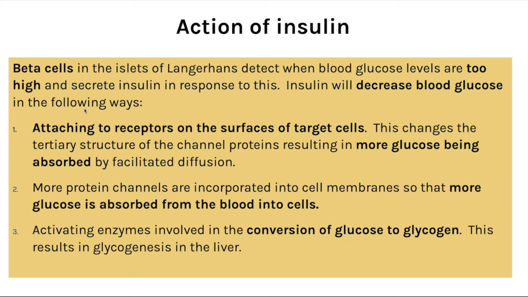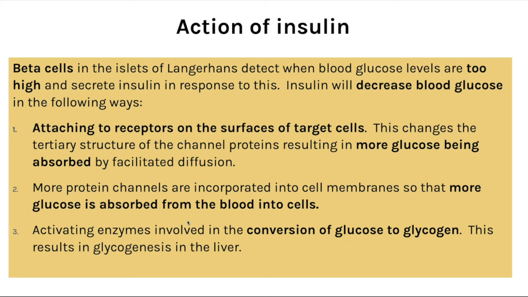First of all, when that insulin binds to receptors on the surface of target cells, so on the cell surface membrane of the cells in the liver and also in the muscles, it causes changes to the tertiary structure of the channel proteins, which are the channel proteins responsible for transporting glucose. And this change in structure of them results in more glucose being absorbed from the blood into the cells by facilitated diffusion. So that's one way that the blood glucose levels will decrease.